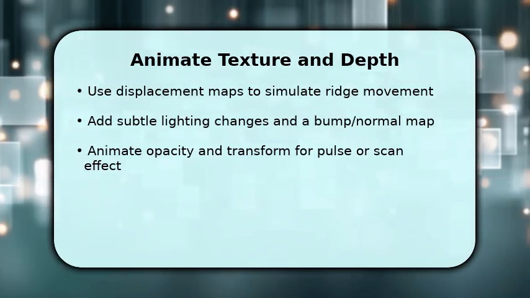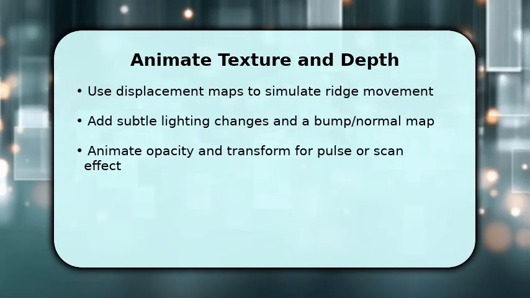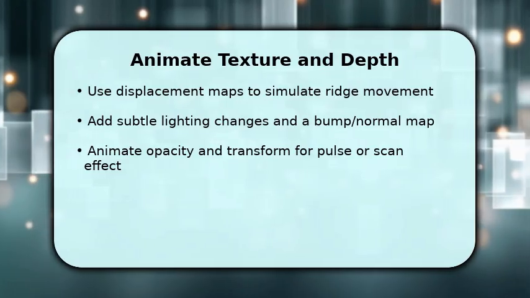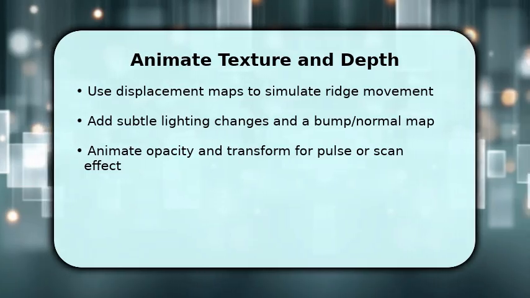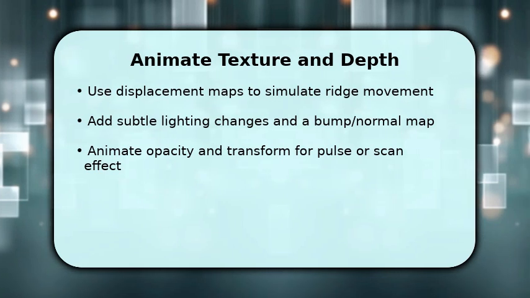Apply a bump or normal map and tether a soft directional light to the map so highlights shift with the animation, which creates convincing depth. Also animate layer opacity or a transform scale for a subtle pulse or scan sweep. Make sure to preview at full resolution to confirm the effects hold up visually.